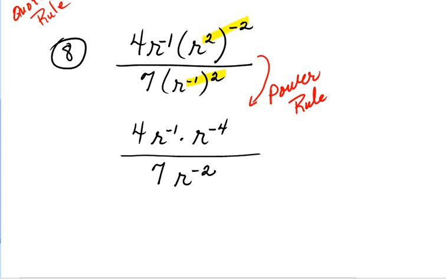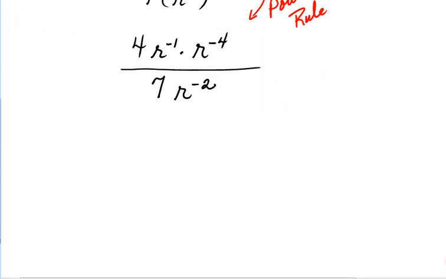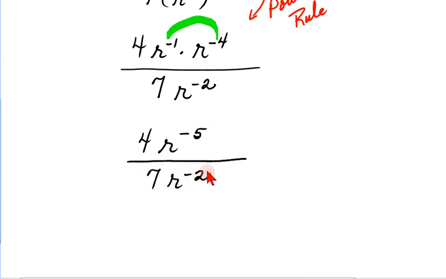All right, now look at what we've got. In the list, after the power rule, the product rule comes next. Do you have a product of like bases? Then I encourage you, although it's not a rule, to do that next. When you multiply those, what do you do with the exponents? You add them. So I'm going to add those two exponents, and that's going to be r to the negative 5 over 7r to the negative 2. Let me make a little note. We use the product rule.